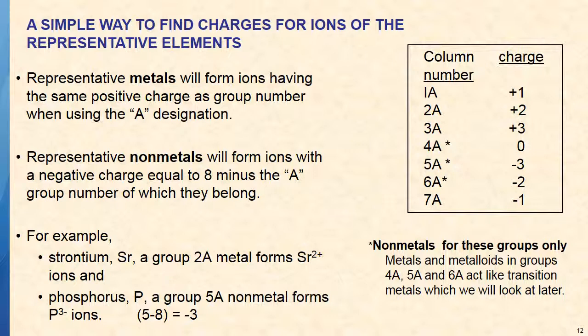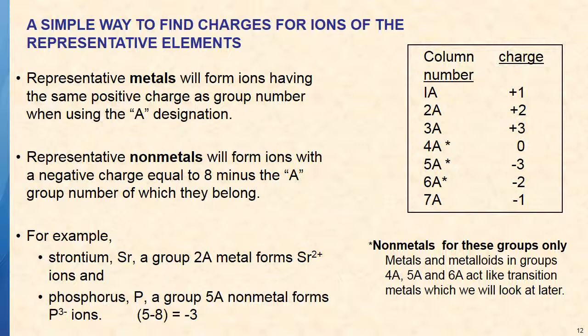Just like we can use the column number to find out how many valence electrons we have, we can also use the column number to find out what the charge of the ions in those columns will turn out to be. So the representative metals, so we know what the difference between the metals and nonmetals are. The representative metals will form ions having the same positive charge as the group number because that's how many electrons they need to lose. Make sure you use the A designation for this. So if you're in group 1A, those elements become a +1 charge. In group 2A, they become a +2, and in group 3A, the metals become a +3.